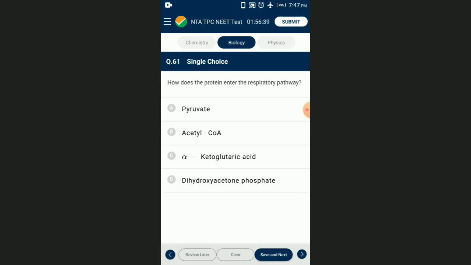Question number 61. How does the protein enter the respiratory pathway? The organic substances which are oxidized to produce energy during respiration are called respiratory substrate. Carbohydrates are the main respiratory substrates as our food contains 65 to 70% carbohydrates. The most preferred substrate is glucose. So the answer for this question is option A. Protein enters the respiratory pathway in the form of pyruvate.